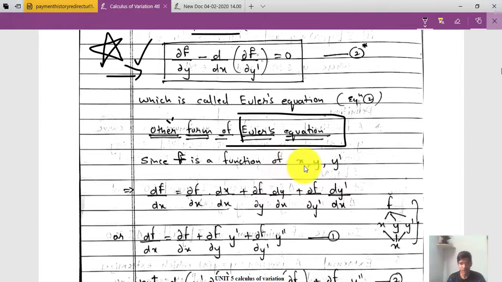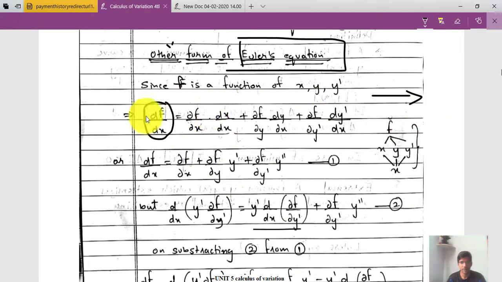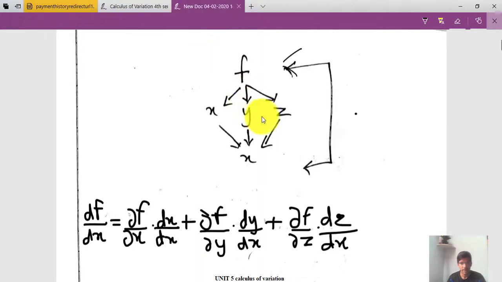Now since f is a function of x, y and y prime, if I take the total derivative of f along x, so df by dx, after evaluating I get, taking the total derivative, dou f by dou x, d by dx. And this is the explanation part, so this is how it goes. Here I have written this because my writing pad is not working, so kindly adjust. See here, this is the total derivative.